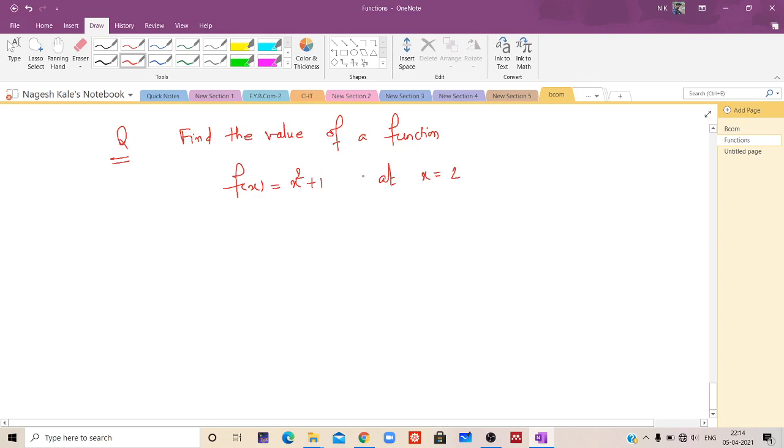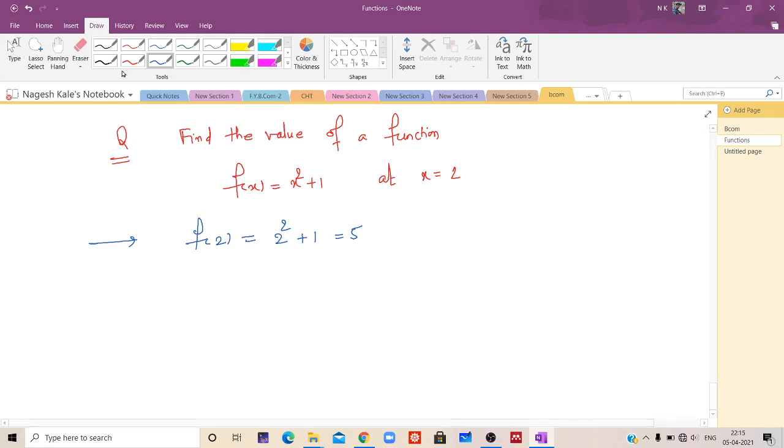So how do we find the value of a function at a point? If you want to find the value of the function at that point, you just have to do one thing. You have to put x equal to 2 wherever there is x in that function. Here you can see that it is x square plus 1. So x is here, right? Just put the value of x equal to 2 in that place and you will get the value of the function at that point. So f of 2 is going to be 2 square plus 1. The answer will be 5. So the value of the function at x equal to 2 is 5.